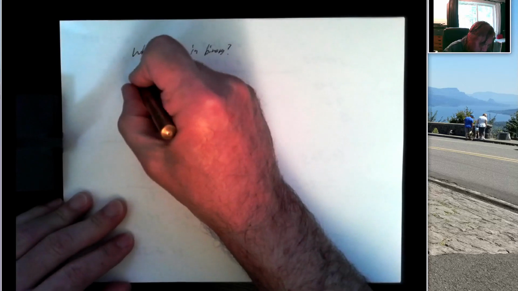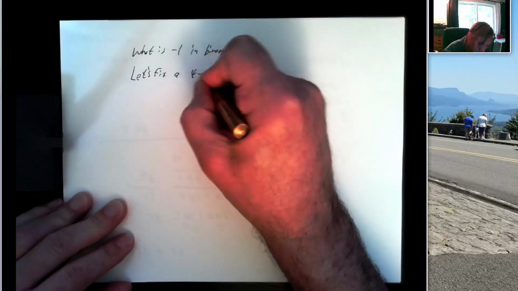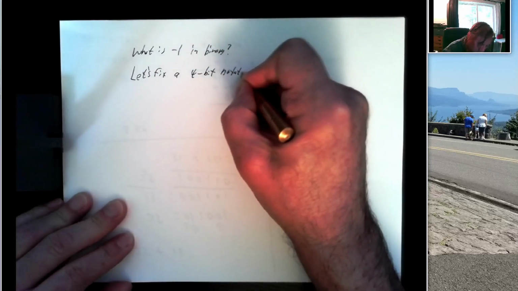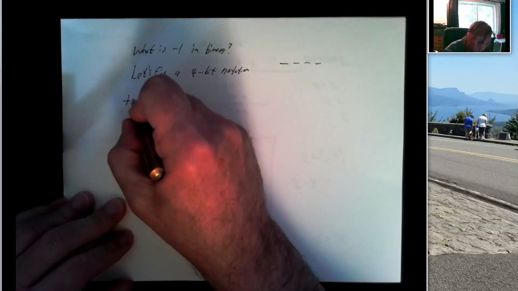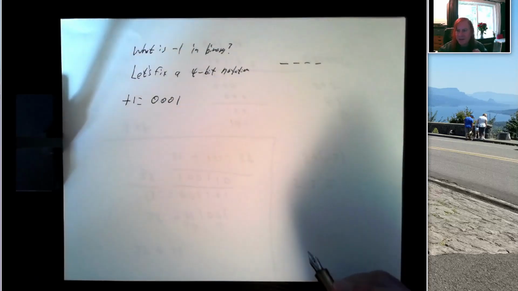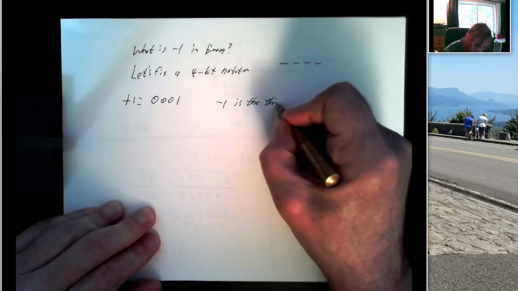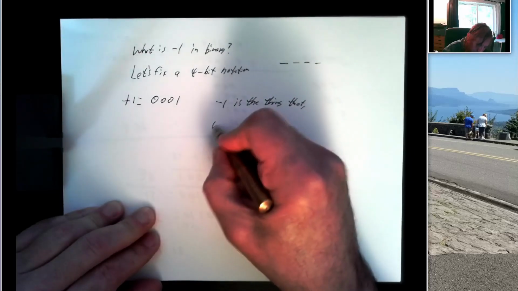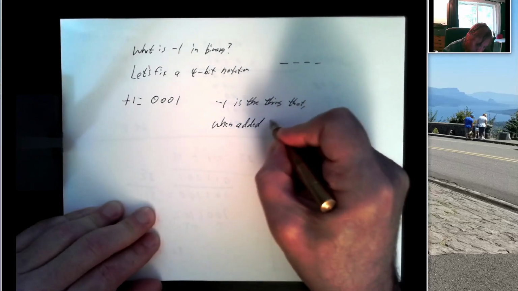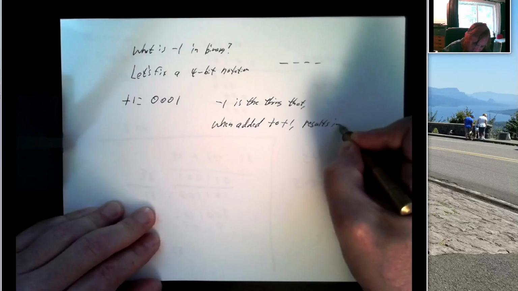But when we have negative numbers, we've got to fix how many bits we're going to use. So let's fix a 4-bit notation. So every number we write is going to be 4 bits. Alright, so what does the number positive 1 look like? It looks like this. So how do we define negative 1? Negative 1 is the thing that, when added to positive 1, results in 0.